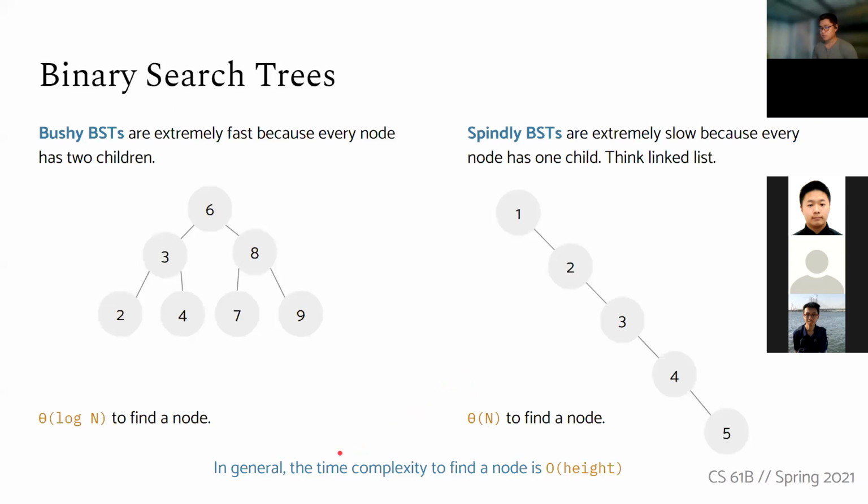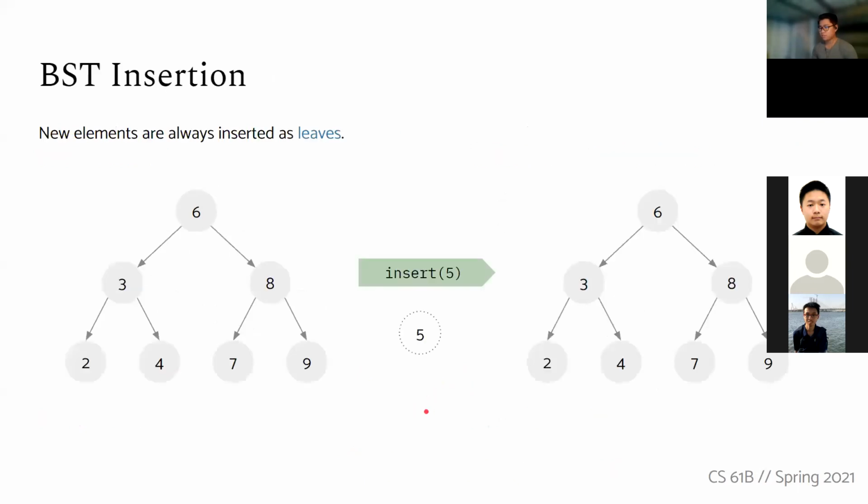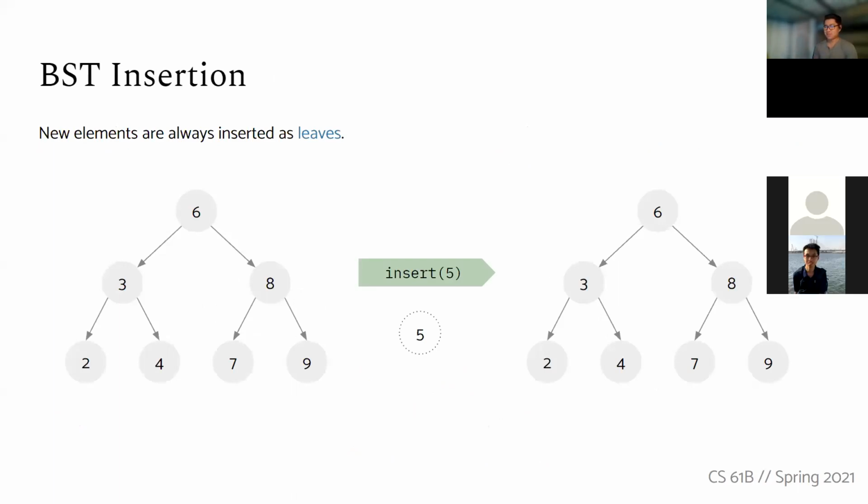Yeah, and just a quick note, time complexity to find a node is generally big O of height. So for BSTs, there are a lot of things that we care about, but two important things are insertions and deletions. Insertions should be relatively simple. You take your value and you basically iterate through your tree until you find the next open space.